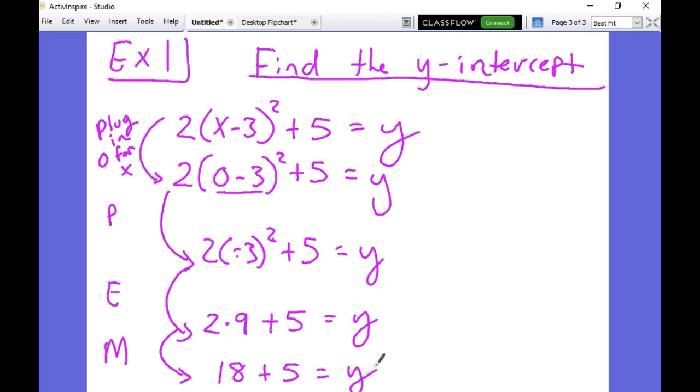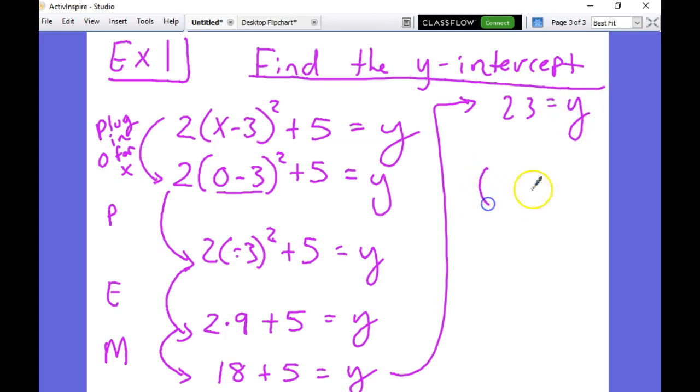We don't have any division, but we do have addition. So what's that going to be for us? 23. Oops, no comma. And so, what did we plug in for x? And what did we get for y? There's your y-intercept. That's where it would touch the y-axis.